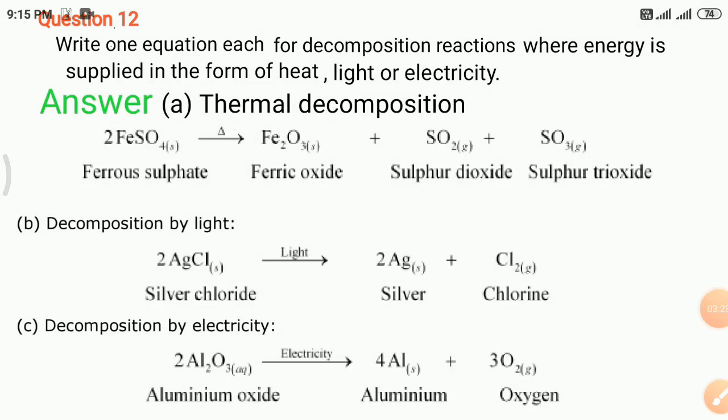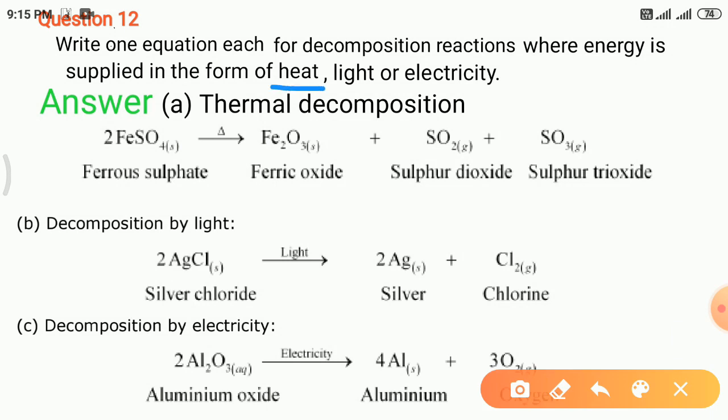Question number 12 is, write one equation each for decomposition reactions where energy is supplied in the form of heat, light or electricity. So we have to give the equation for each form: heat, then light and then electricity. Three ways for completing decomposition reaction.